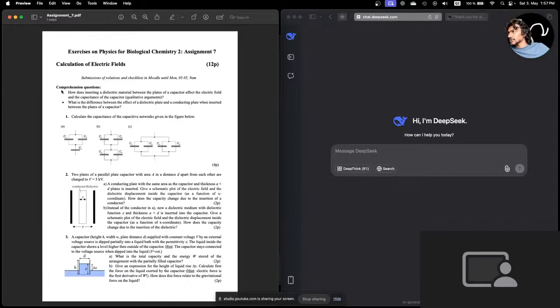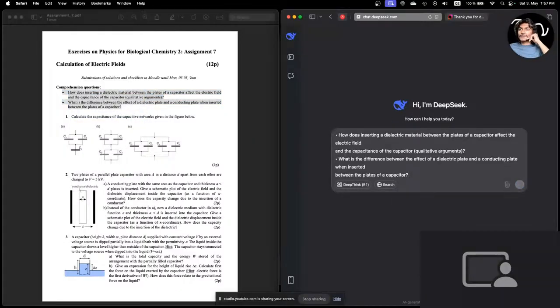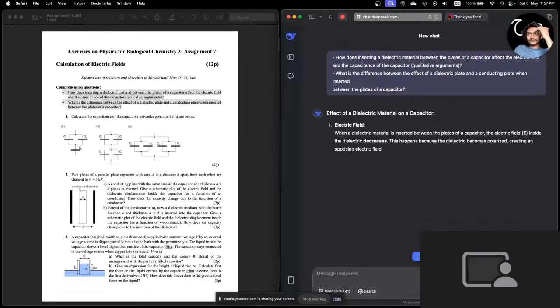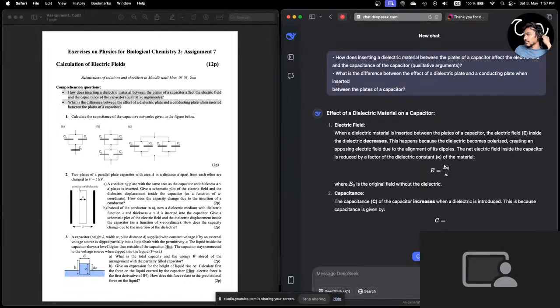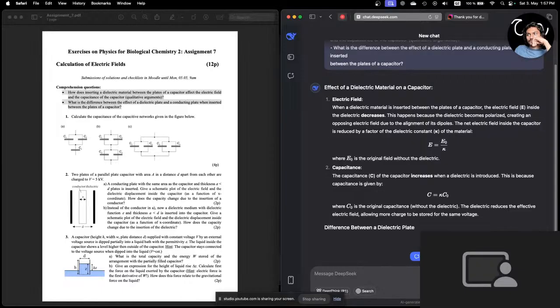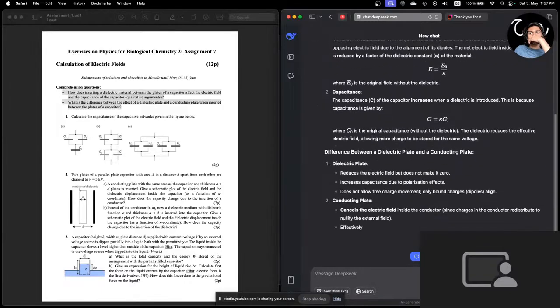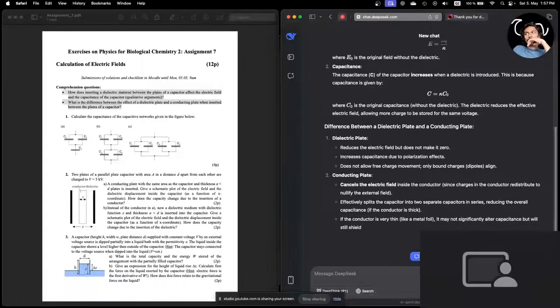Okay, those are the two questions. I'm guessing this time the physics is going to be easier. After submitting this, I have to do my chemistry assignment really fast, and I have to study for my math exam and physics exam, and I have to study Python. Yeah, the electric field decreases, capacitance increases. I was right.